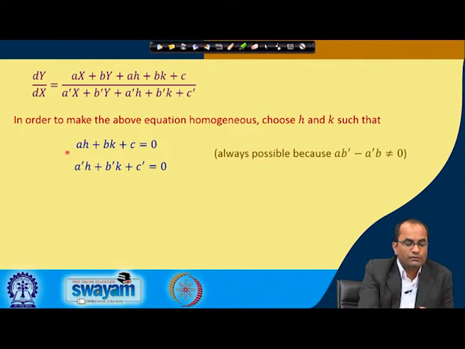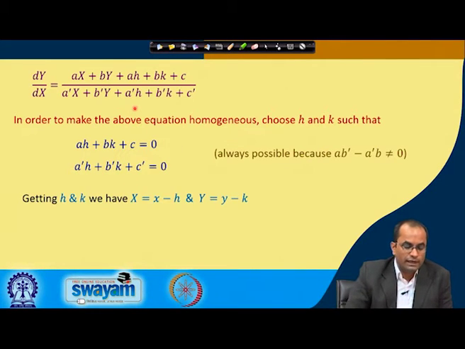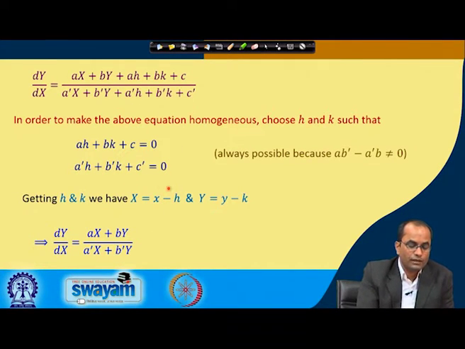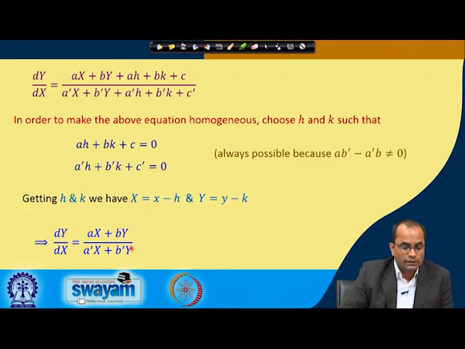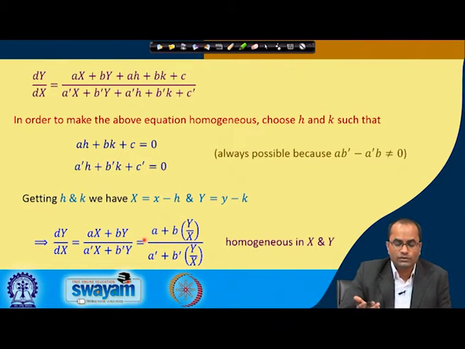So, here we will get now the values of h and k such that these terms will vanish, and then we have these relations already which we have substituted. So, our equation will convert now dY over dX into a X plus b Y over a prime X plus b prime Y, and this equation is a homogeneous equation which we can write in the Y over X form, homogeneous in X and Y, which we can solve using the technique which we have discussed earlier.